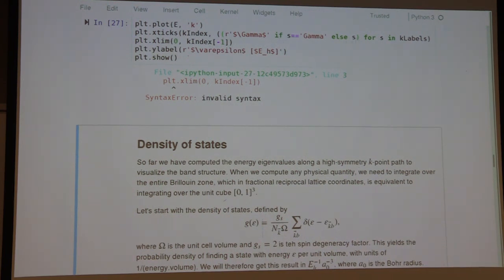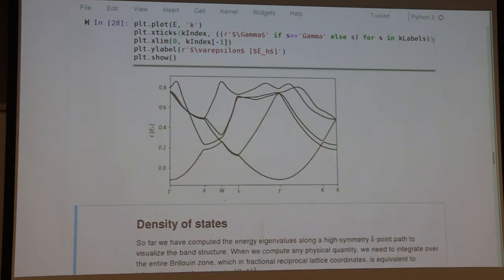Did I miss a parenthesis somewhere? Yes. Yep. So then I can replace those labels with gamma also. Okay, so gamma is k equal to 0. And you can see these parabolic band structures. So this shows that it's a nearly free electron metal. And only close to these high symmetry points does it start deviating from that perfect parabola.